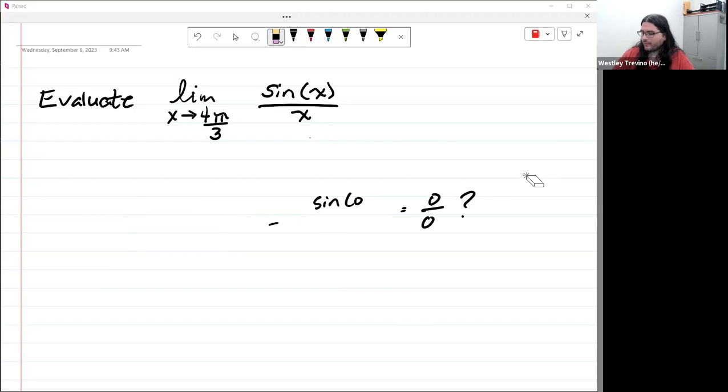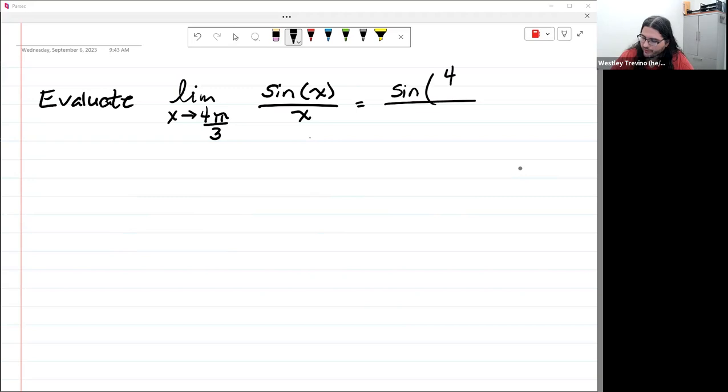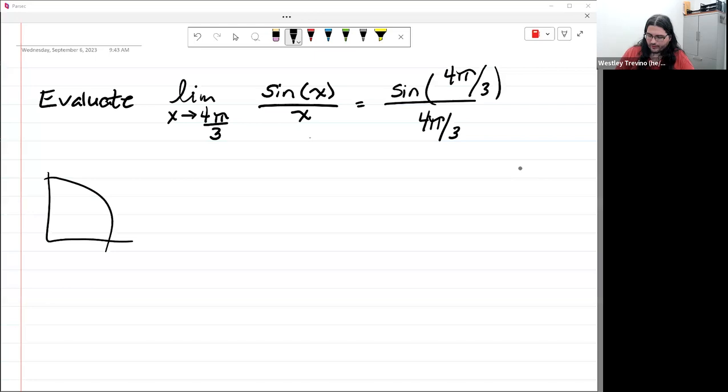So let's take the same limit but approach x equals 4 pi over 3 and see if we can use the plug-in method. So we'll need to find what sine of 4 pi over 3 is, and we'll divide that by 4 pi over 3. So let's see, I'm thinking about my unit circle here. So we've got our 3 points, 4 pi over 3.